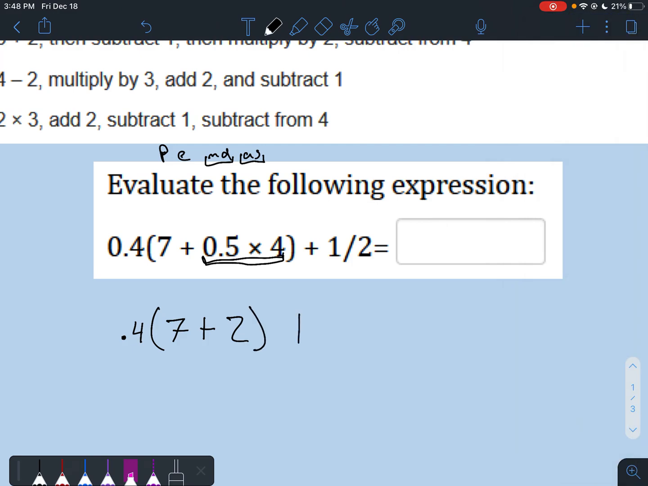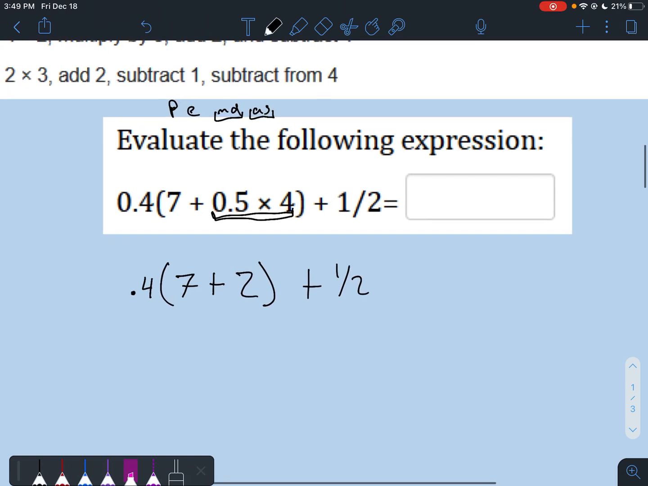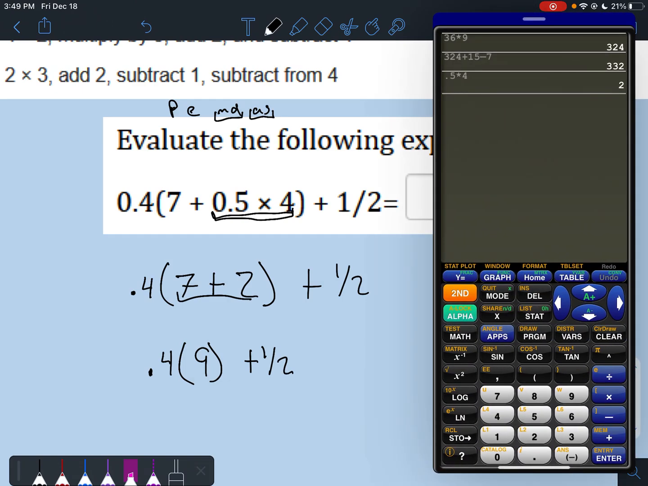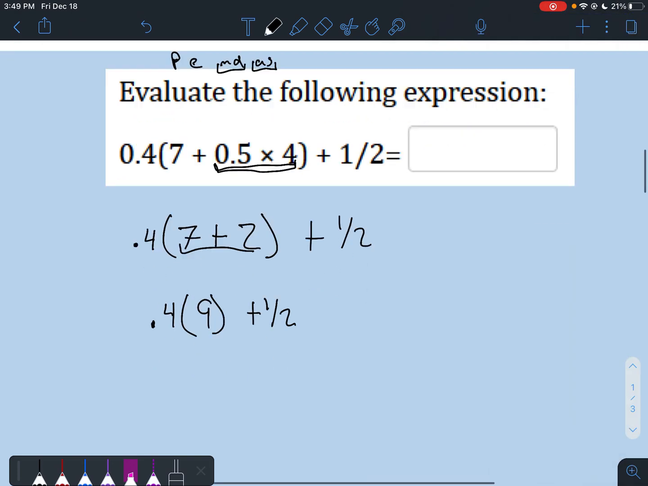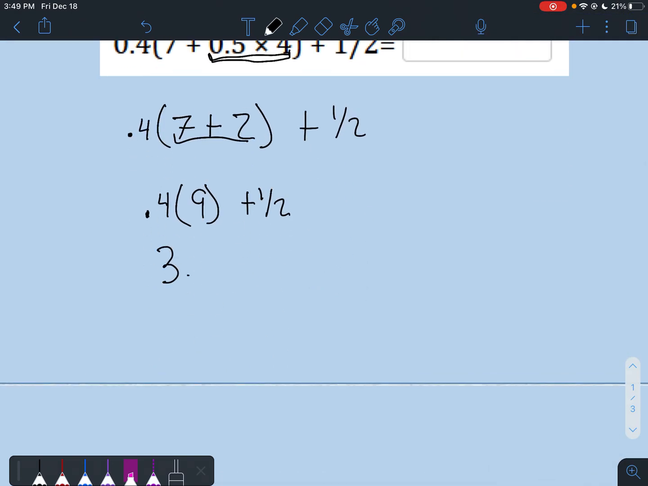So this is going to end up being 2, and this is going to be plus 1 half. So what you have is parentheses. Let's get those cleaned up. So it's going to be 0.4 times 9 plus 1 half. So 0.4 times 9 is going to be 3.6.